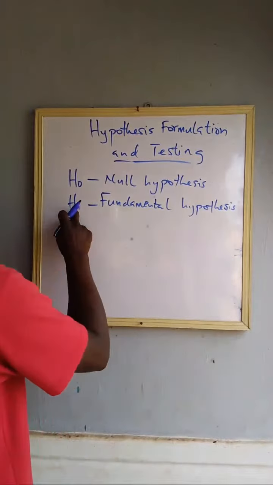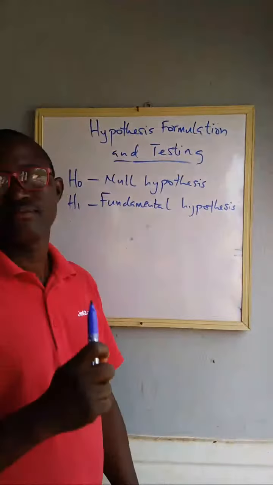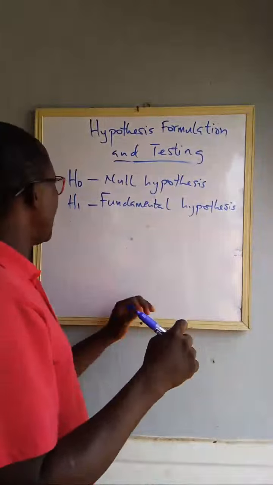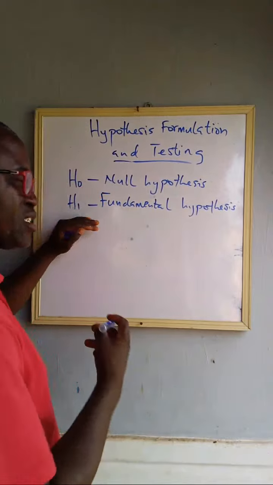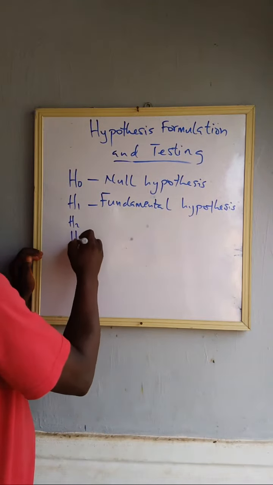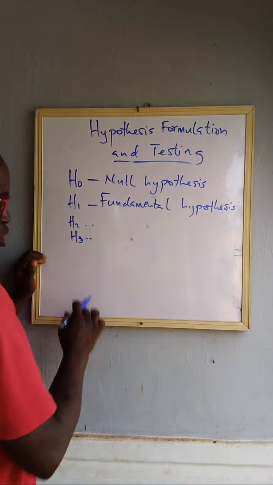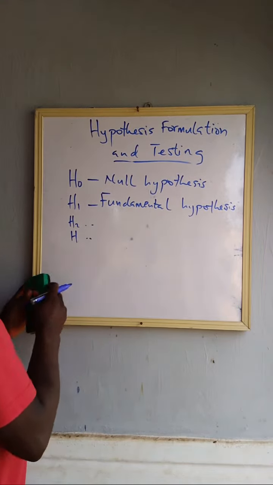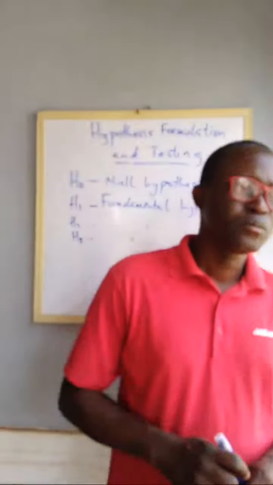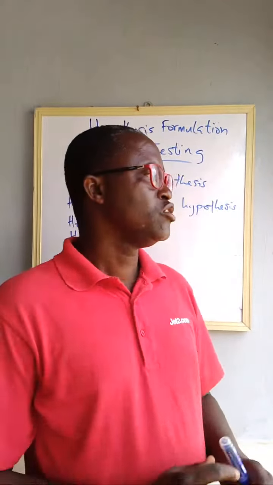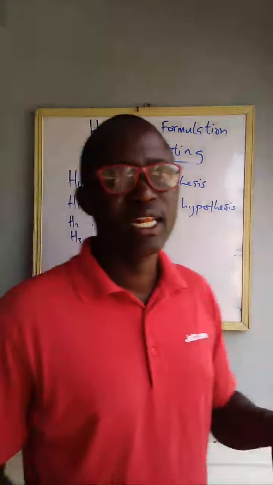We can have more than one fundamental hypothesis, but there must be one at least. There is usually one null hypothesis, and then there must be one fundamental hypothesis. There can be more than one. You can have H2, H3, depending on the type of research you are working on. But whatever the case, you must have two hypotheses at least. That is null hypothesis and then fundamental hypothesis.